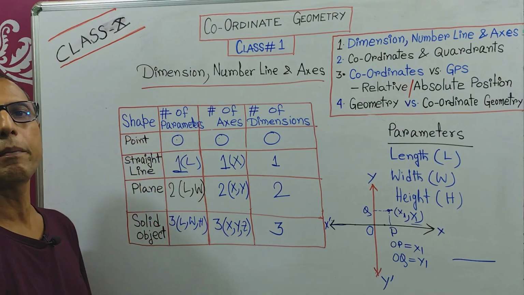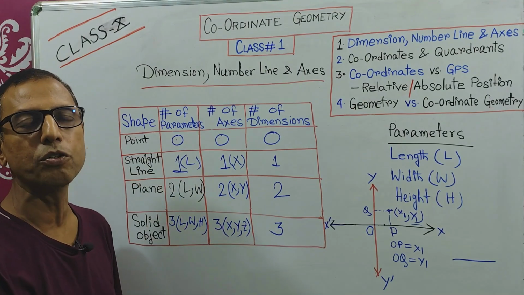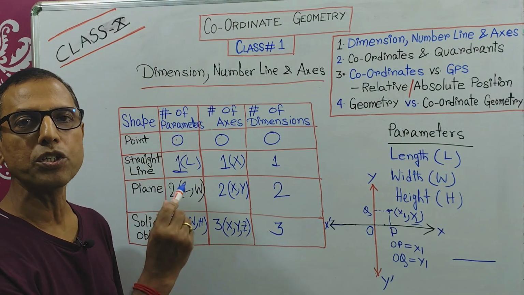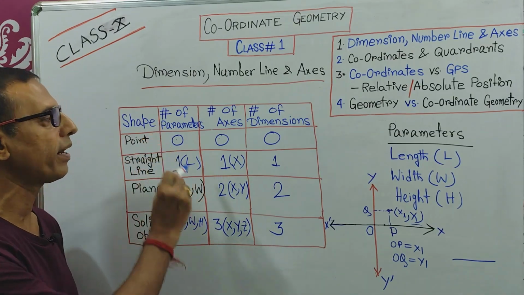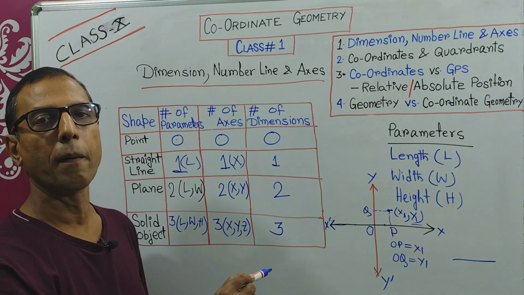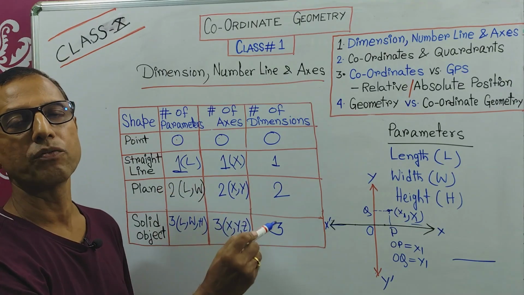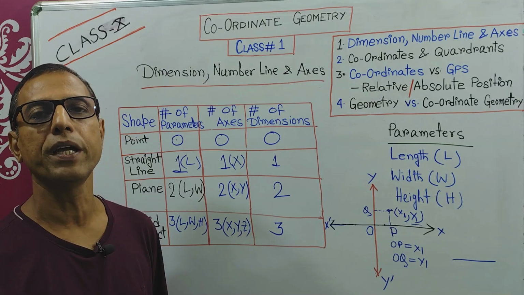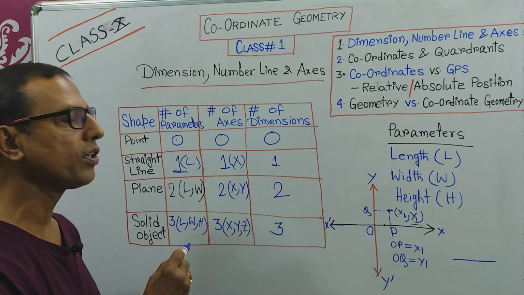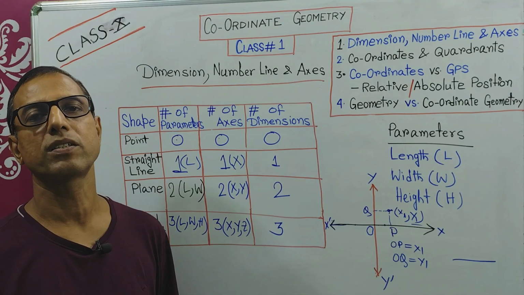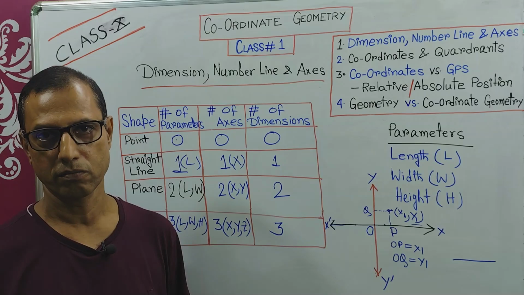So this is the relation between dimension and axis. The number of dimensions means the number of parameters or the number of axes you need to specify the position of a point or location of a point in that object. For a one dimensional object, you need just a number line. For a 2 dimensional object, you need axes X and Y. For a 3 dimensional or solid object, you need X, Y, Z, 3 axes along the length, along the height and along the width, right?